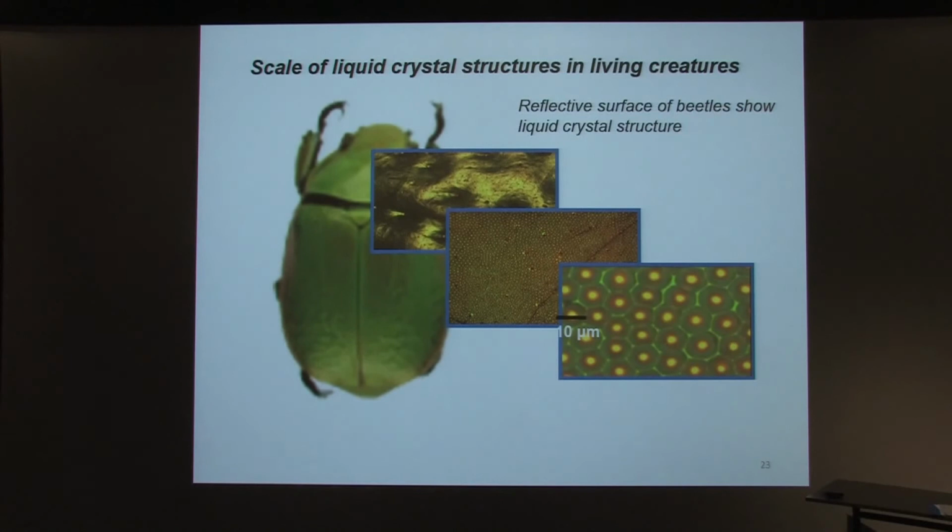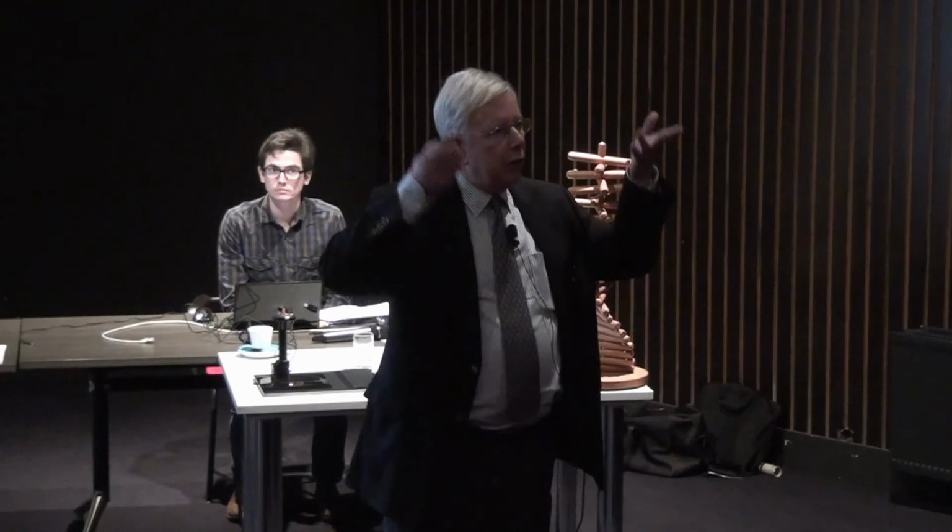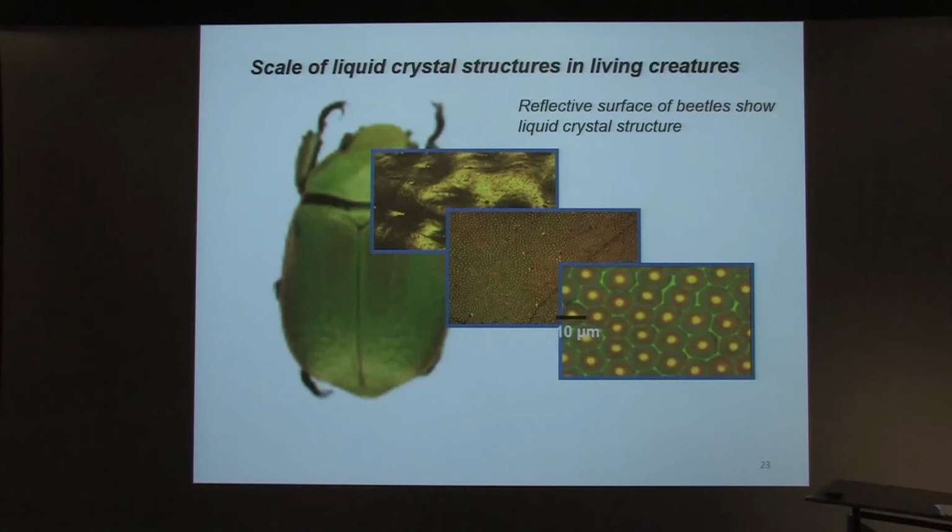The shell of the beetle, the carapace, is not liquid crystalline, but the suggestion is that at some stage in its development, it went through a liquid crystalline state. The other point that I want to make, which connects with what has been said by Dirk and Roel, is the scale of the structures. The scale of the structures in biosystems are in the sort of 10 micron, in the tens of nanometers to micron scale. So it's not unreasonable that liquid crystal structures should be important in biosystems.